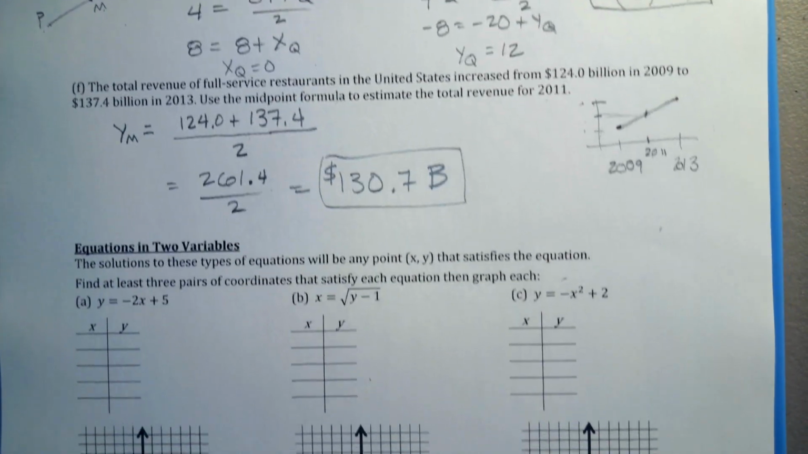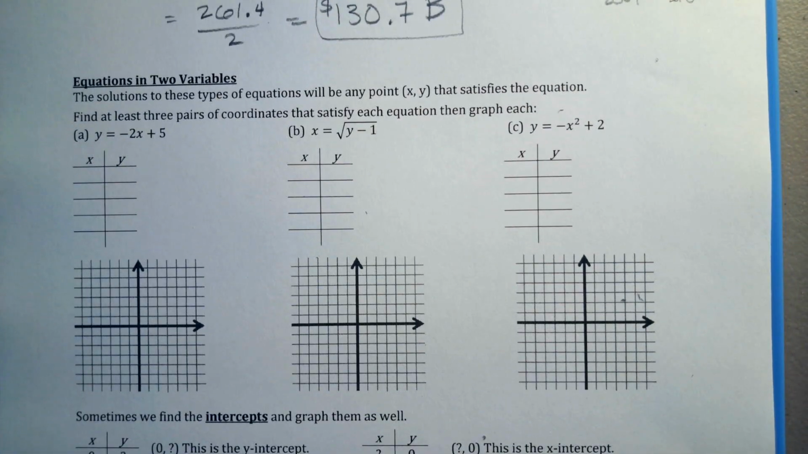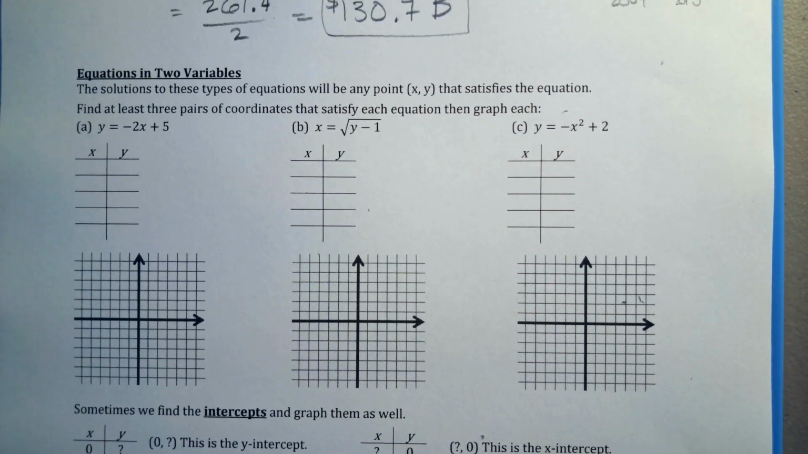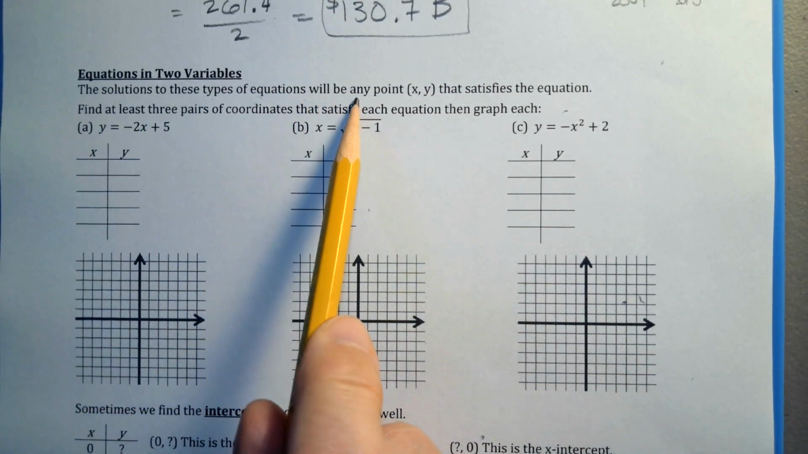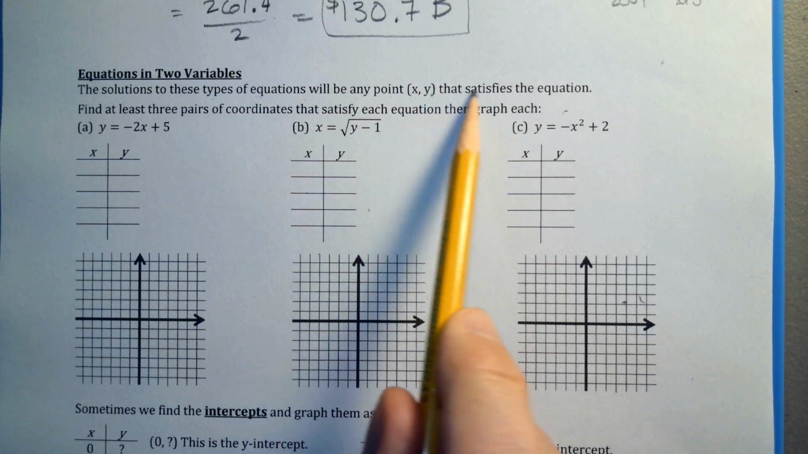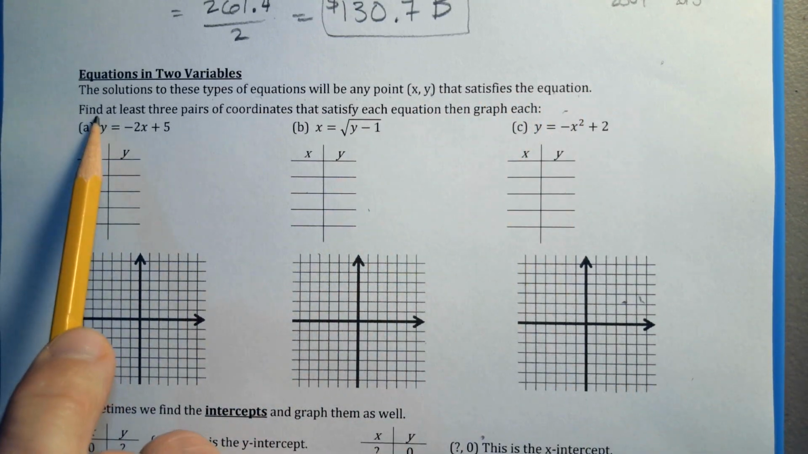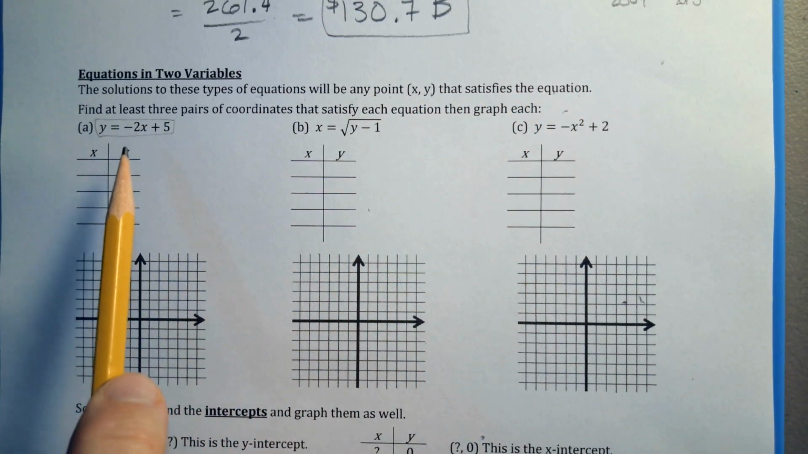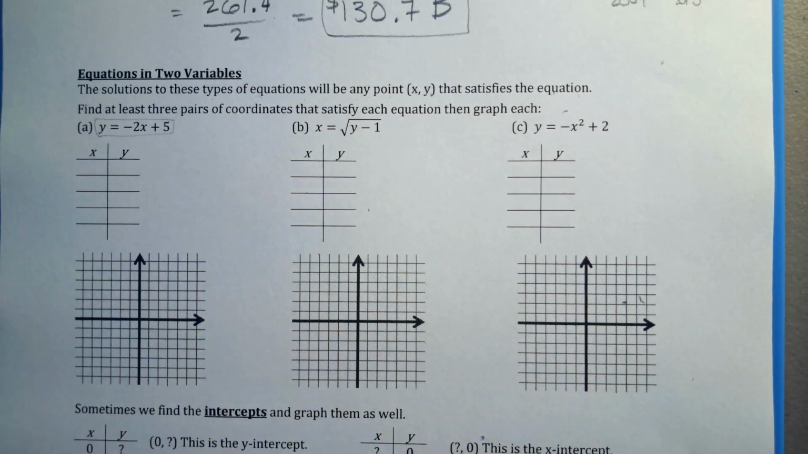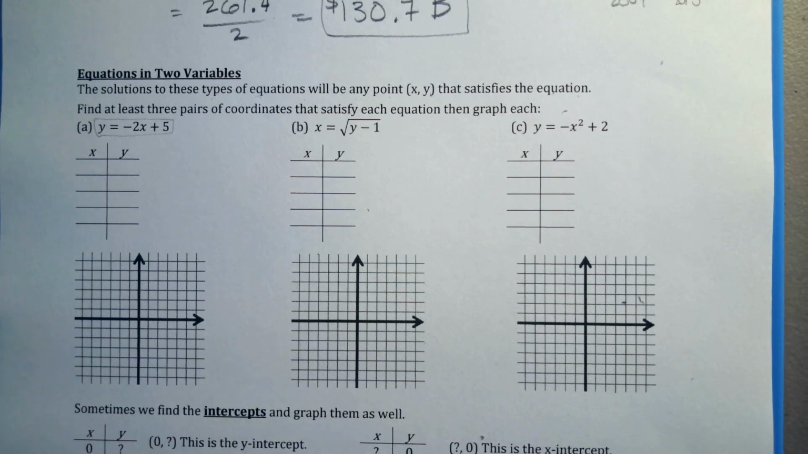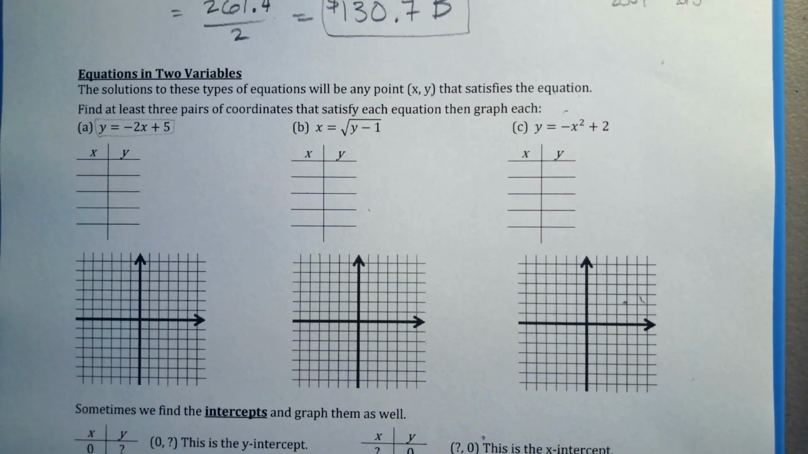All right, let's look at some graphs now. Equations in 2 variables now. The solutions of these types of equations will be any point x, y that satisfies the equation. So we have an equation, and we solved equations before, but the equations before had only one variable. So we would solve for the x. And so sometimes the x had more than one value.